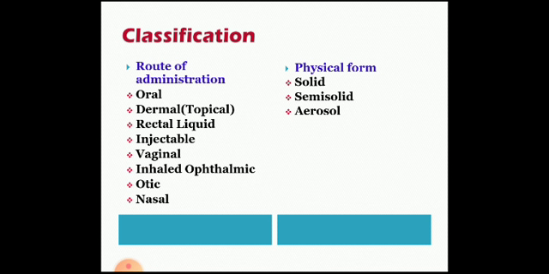The dosage form is broadly classified into two types. The first one is called route of administration. Examples in that are the oral route, secondly dermal, where the drug is applied topically, rectal, injectables, vaginal, inhaled, ophthalmic formulations, otic and the nasal formulation. In the physical form, there are solid, semi-solid and the aerosol. Aerosol is a more important part in the route of administration.